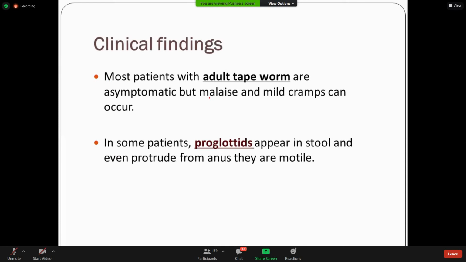Clinical findings: most patients with adult worm are asymptomatic, but malaise and mild cramps can occur. In some patients, proglottids appear in the stool and even protrude from the anus. They are motile.